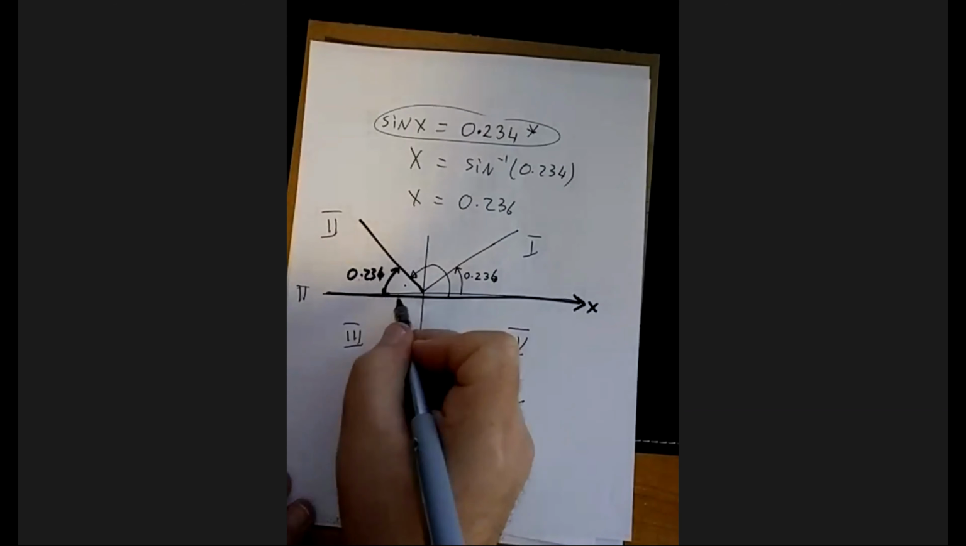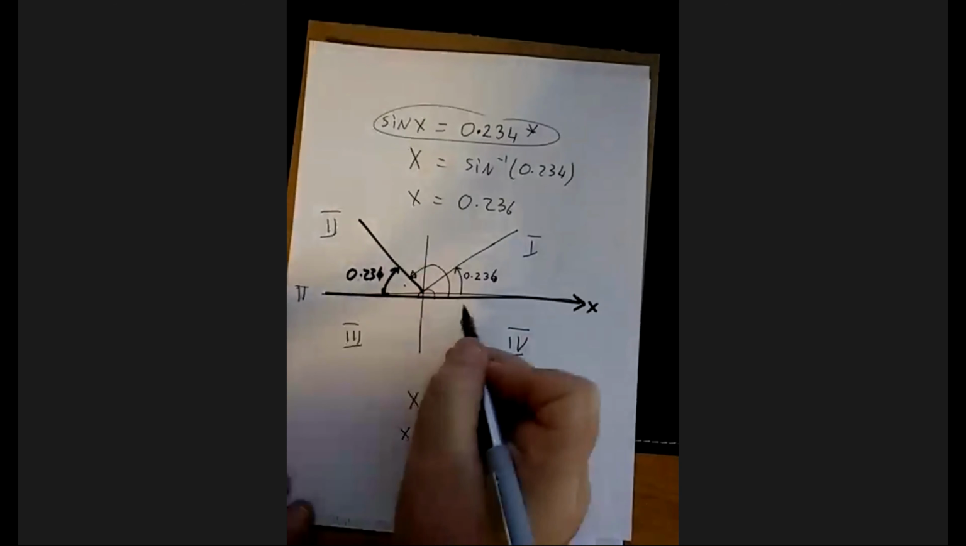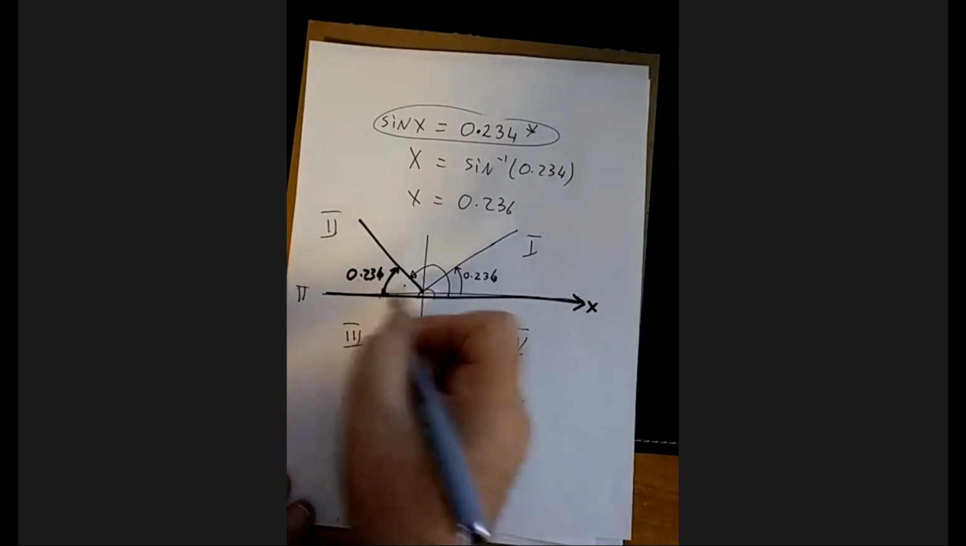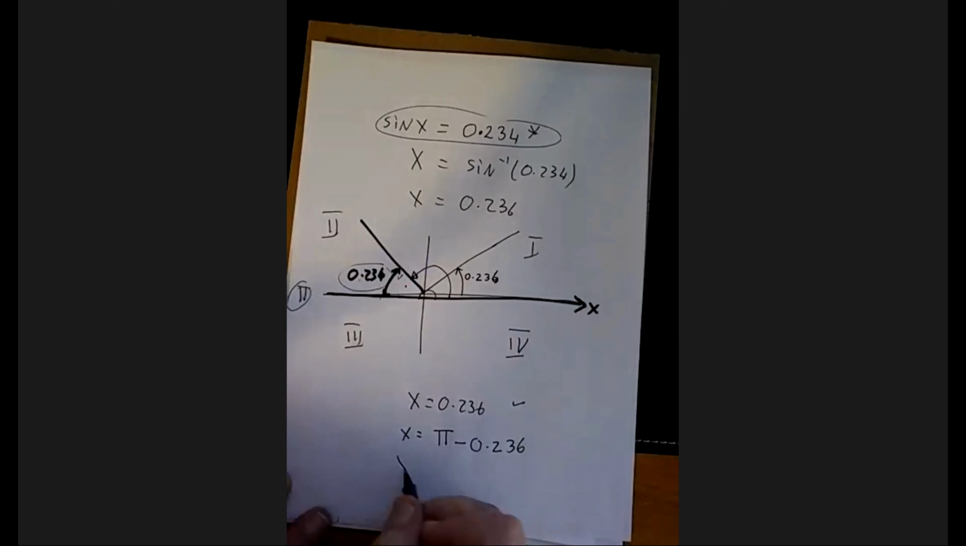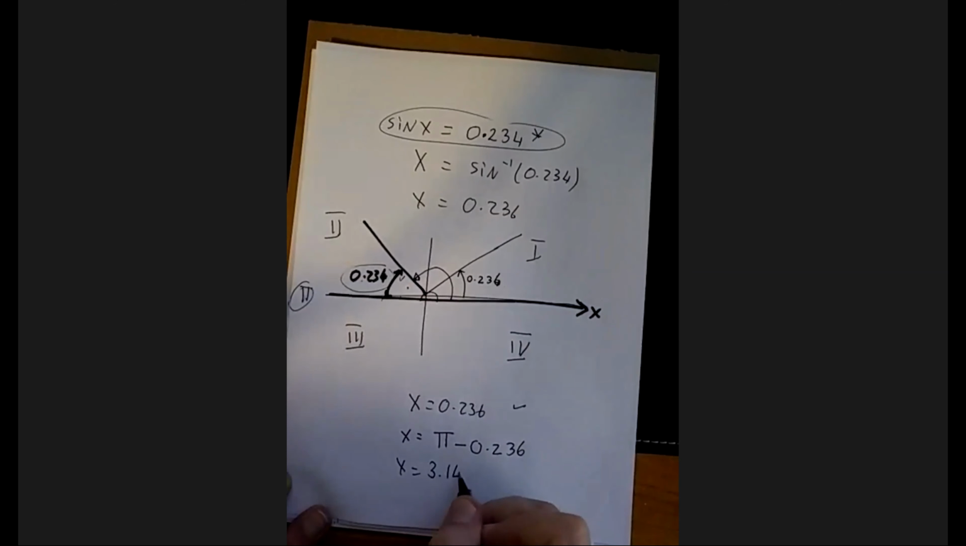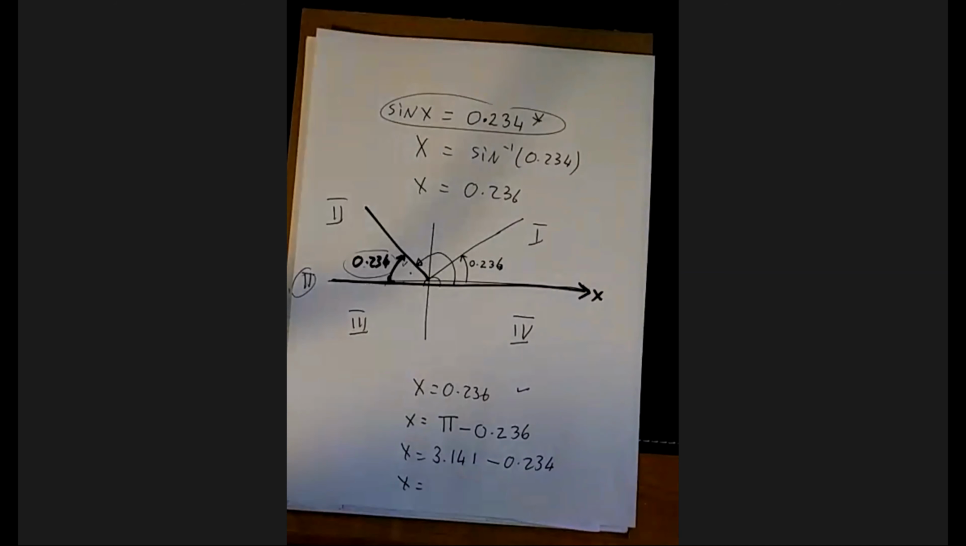Isn't the whole start to finish pi? And if this bit is 0.234, isn't the bit that's left pi take away this guy? So the other answer is going to be 3.1412, take away this fella, and the second answer ends up being whatever the difference between those two is. So I'm going to type that in and see what it is. It's 3.141 subtract 0.234. And so I get 2.907.